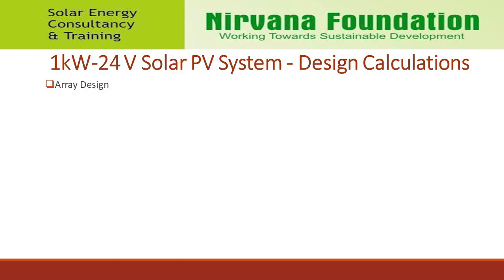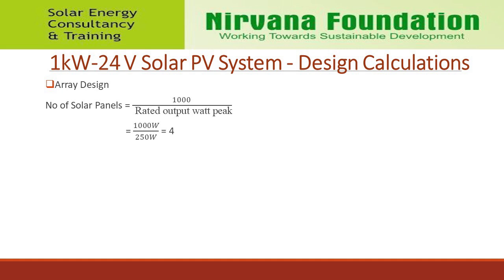Array designing. First we need to calculate the number of panels required for a 1 kilowatt plant, by using the formula: total required output divided by rated output in watt peak, which we get by choosing the panel. Here we have considered a 250 watt panel.